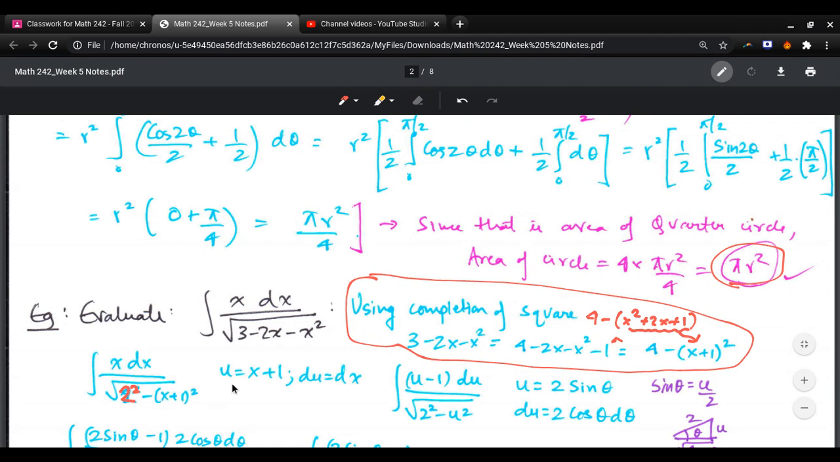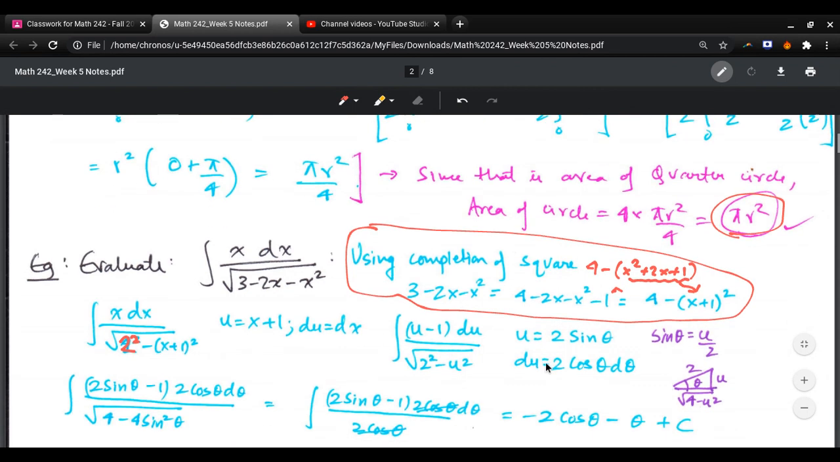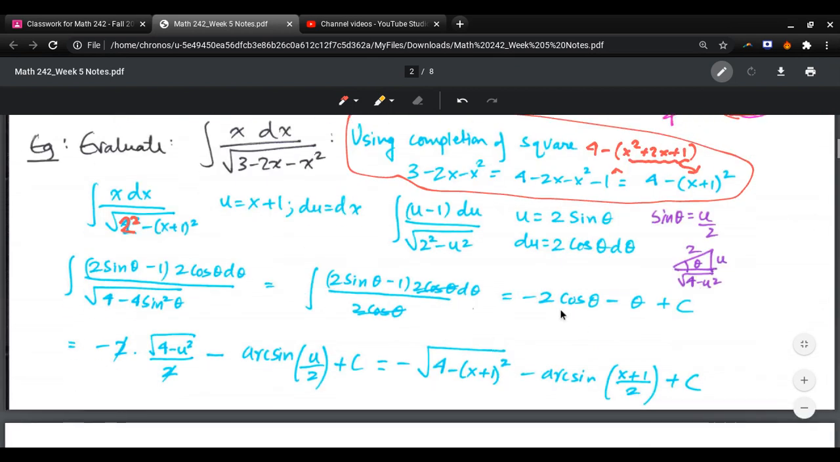So I do 2 levels of substitution. First, I make u as x plus 1, and I end up with 2 squared minus u squared. And then I let u equals 2 sine theta, giving me this triangle. I'm going to let you work through this yourself, and you should end up with this expression, which you then need to convert to u, which you then need to convert to x.